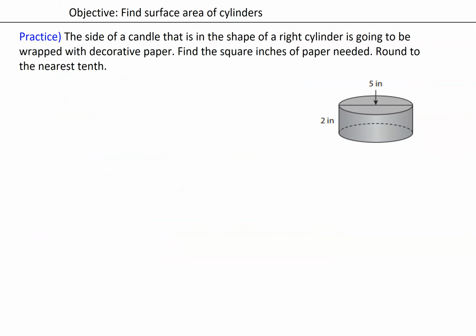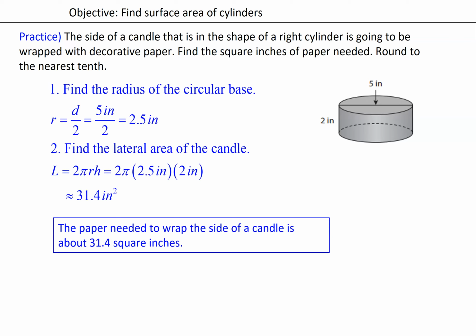Another practice problem for you to try. Pause the video here, please. All right, let's take a look at the answer to this practice problem. So hopefully you came up with about 31.4 square inches. And this one you didn't have to do any conversions. Everything's given in inches, and we want square inches for the area of the paper.